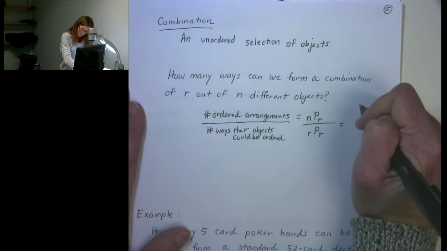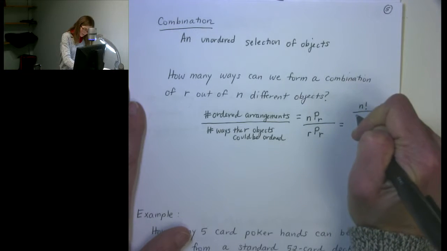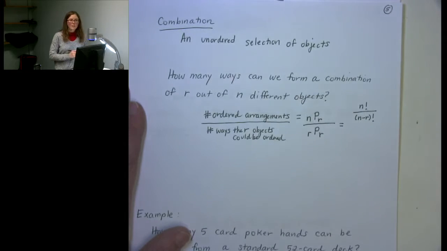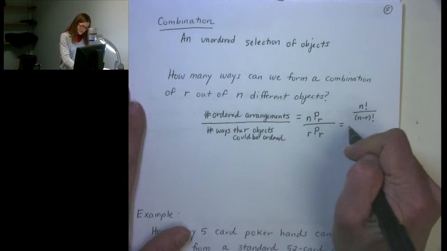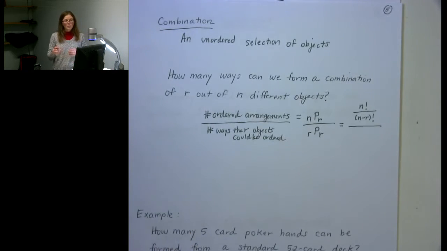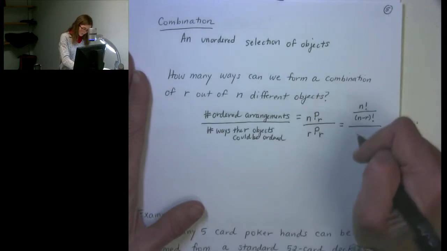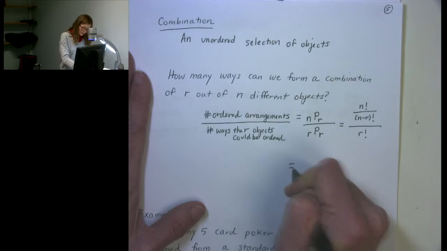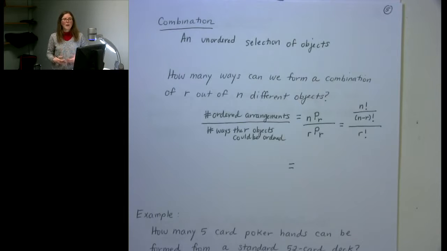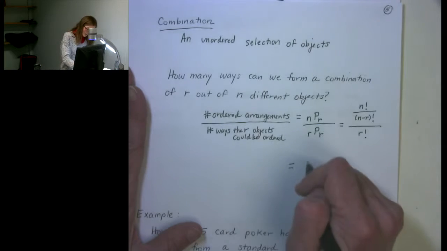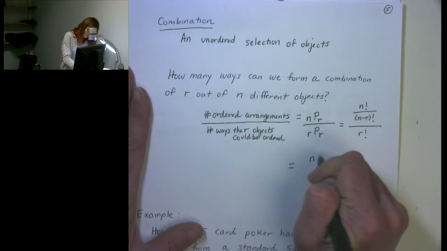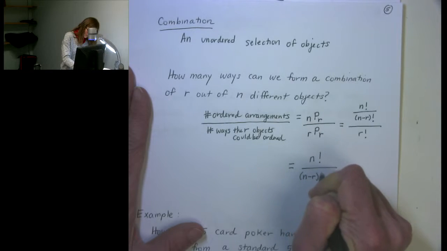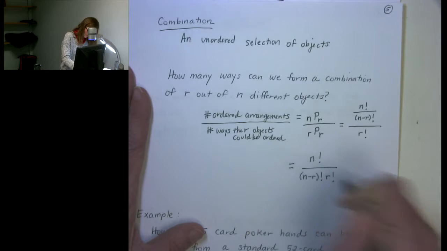This is going to give me n factorial over n minus r factorial, the number of ordered arrangements I could make. The number of ways those particular R objects could be ordered is R factorial. So the number of ways I could form unordered subsets is just doing this division: n factorial divided by n minus r factorial times r factorial.